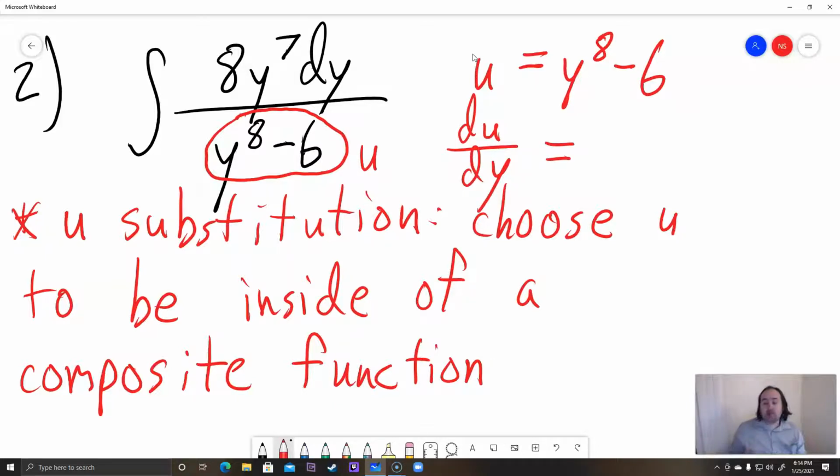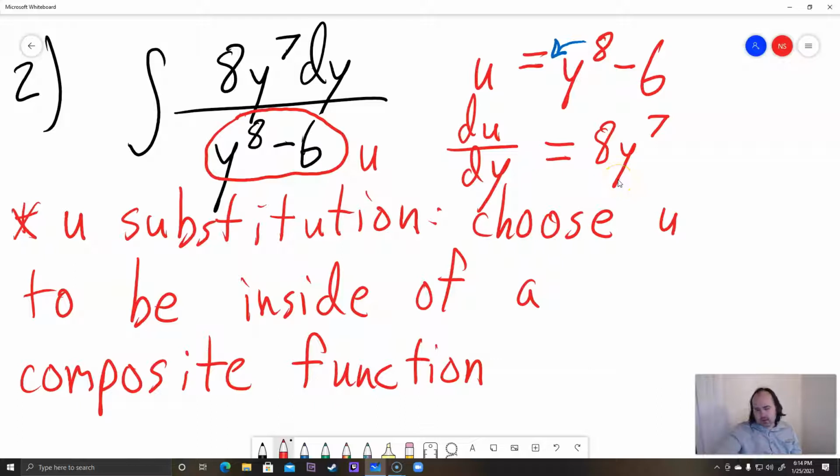Using the power rule, we go ahead and bring the exponent out front, and we decrease the exponent by 1. So that gives us 8y to the 7th, whereas the derivative of negative 6 is 0 because negative 6 is a constant. So that means du dy equals 8y to the 7th. All right, and then what do we do next?